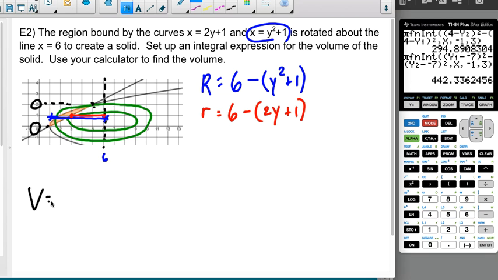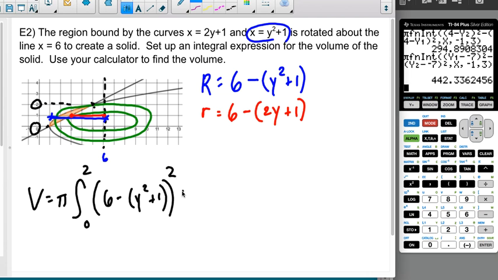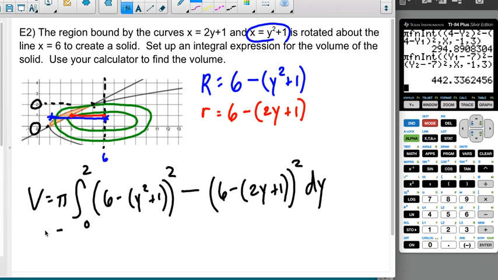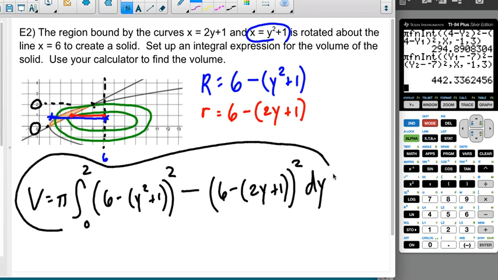So my volume is going to be pi times the integral from 0 to 2 of my big R squared, which is going to be 6 minus, in parentheses, y squared plus 1, close those and square the whole thing, minus the small r squared, which is 6 minus this set of parentheses, right? Quantity squared with respect to y. You need this setup. This is probably worth 2 to 3 points, right? And that's really, really important. But then you just need to be able to type it in your calculator.